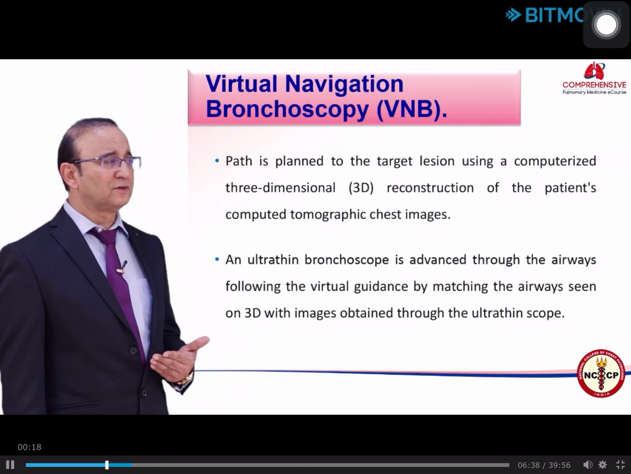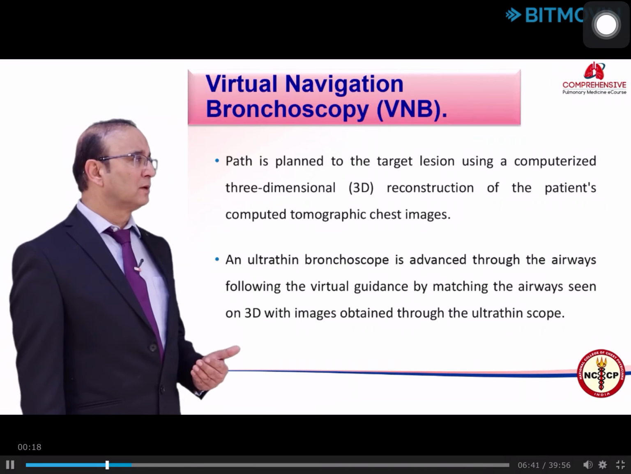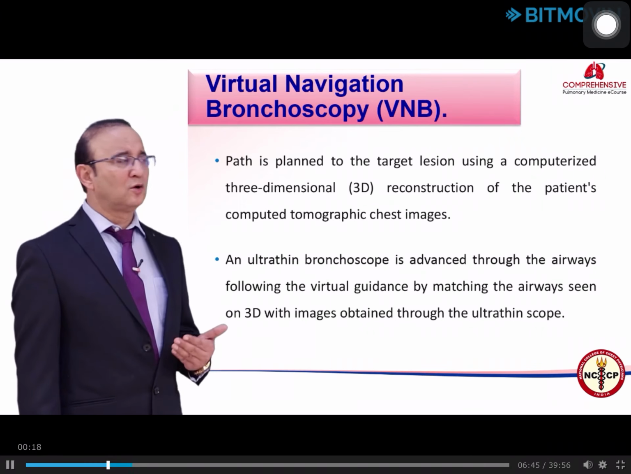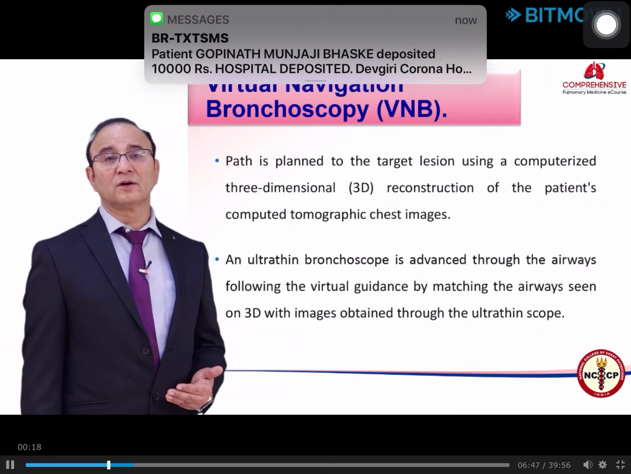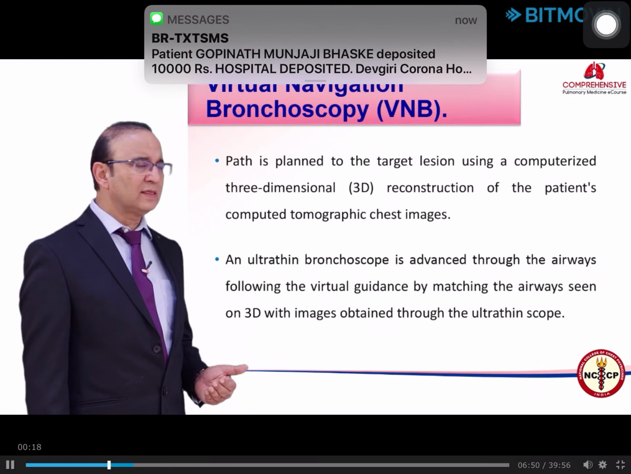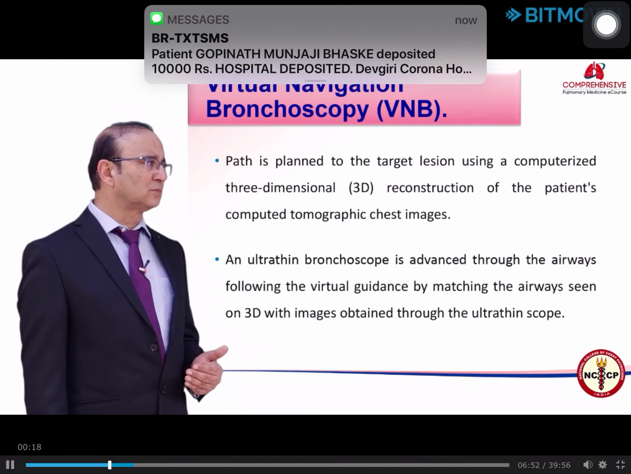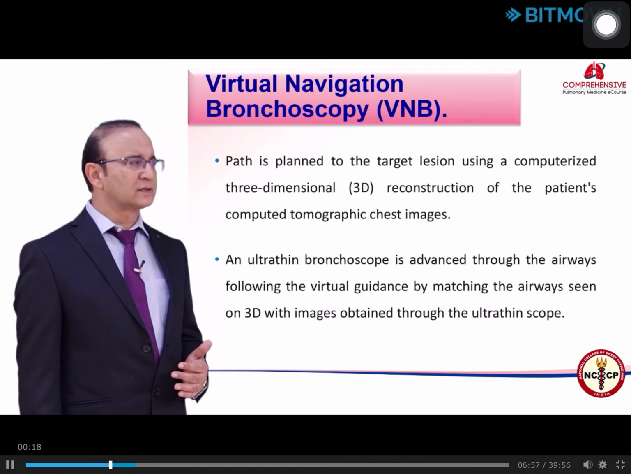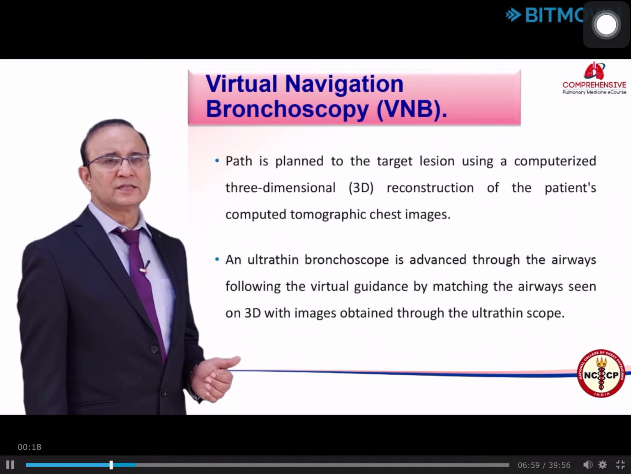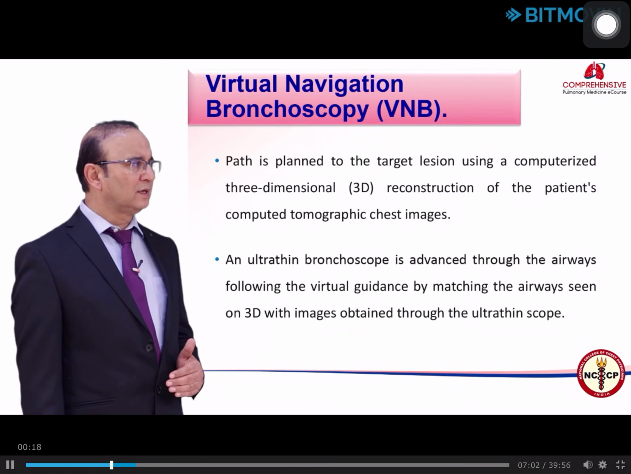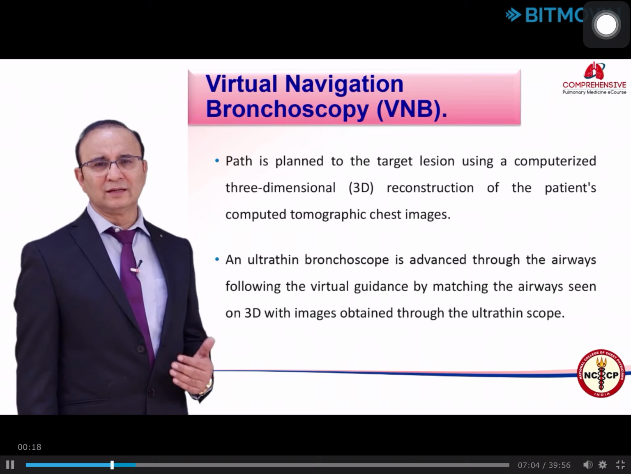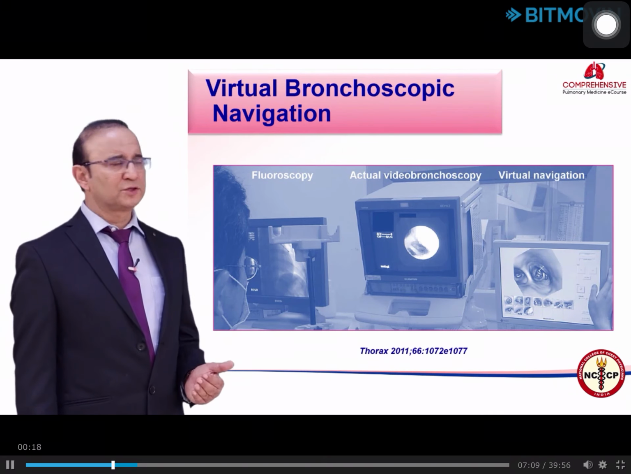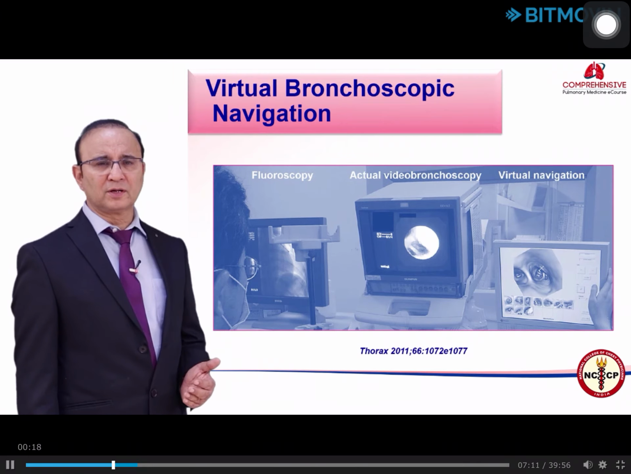First, an airway path is planned to the target lesion using a computerized three-dimensional reconstruction of the patient's computerized tomographic chest images, and then an ultra-thin bronchoscope is inserted and passed through the airways, following the virtual guidance by matching the airway seen on the 3D with the real images obtained through the ultra-thin bronchoscope.